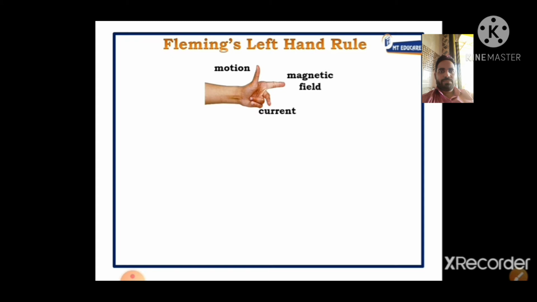So three things you should know. It also comes in the examination. The diagram or picture of the hand will be given to you and you have to label it. It is there in your exercise question also, you can see later. So the thumb represents the motion, the index finger or forefinger represents the magnetic field, and the center finger represents the current.